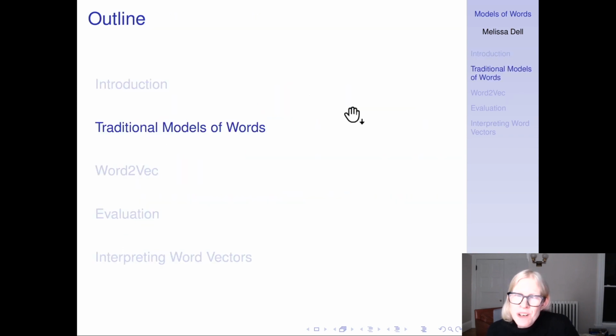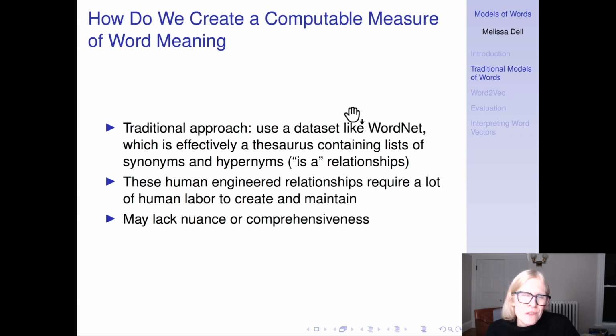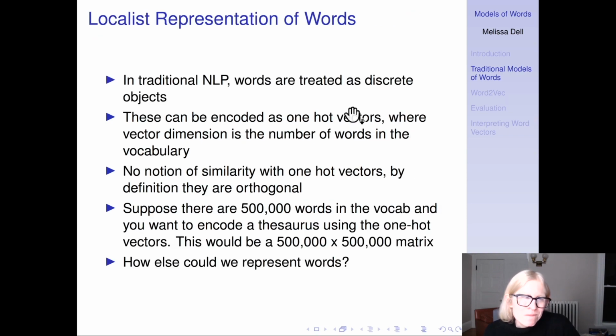All right. So I want to start by saying just a brief word about traditional models of words and what this looked like in the pre-deep learning era. The traditional approach was to use a data set like WordNet, which is effectively a thesaurus containing lists of synonyms and hypernyms. So this was made by humans with these human-engineered relationships. And the problem was that it required a lot of human labor to create and maintain. And also it could lack nuance or comprehensiveness. It didn't exist at all for lower resource languages. And it was static and very costly to create and limited in its nuance.